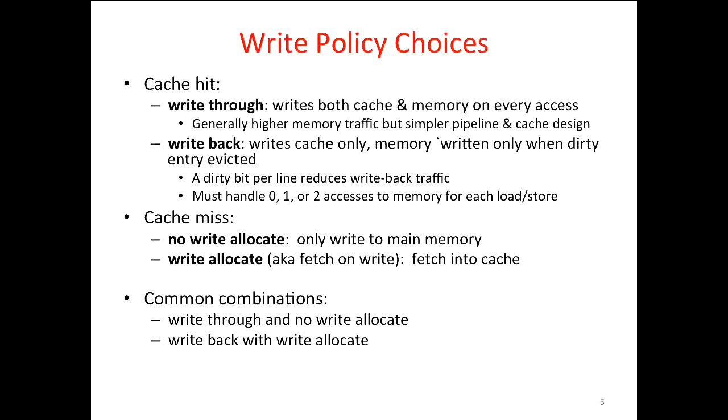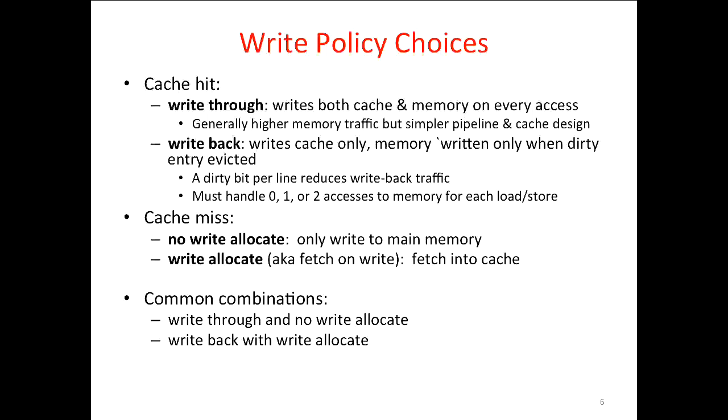But the benefit of the write-back cache is generally they involve less traffic to the next level out in the memory system. So imagine you're writing the same location repeatedly. So you have a loop and some variable you're updating repeatedly. With a write-back cache, none of those writes will make it out to main memory. But with a write-through cache, every single time you write to that location, you're going to also send it out to main memory.